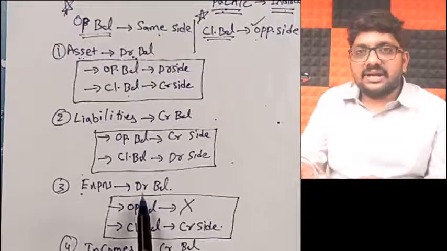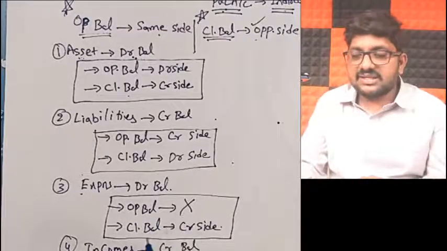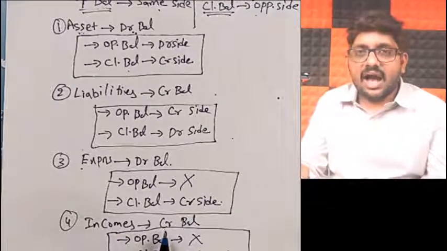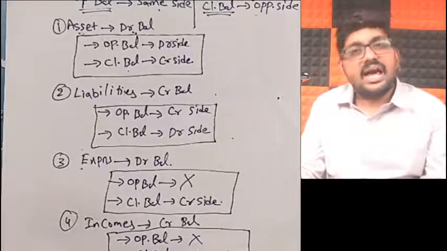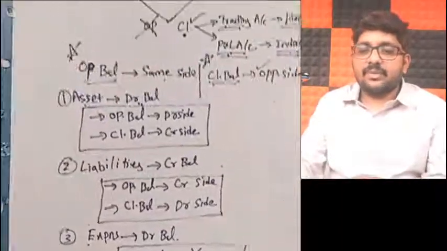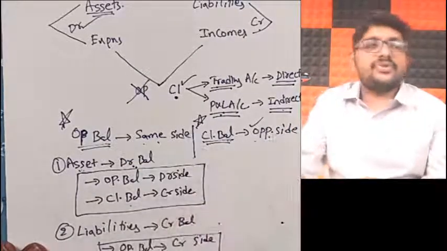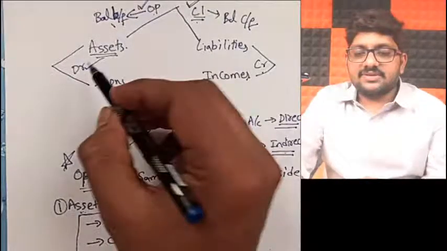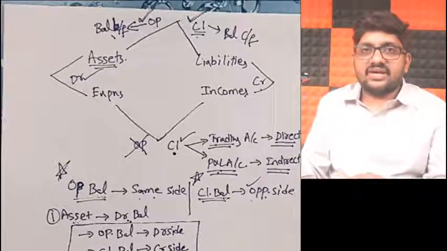Similarly, expense comes under the debit category. What does it mean? Opening balance will not be there for expenses, but the closing balance will be on the credit side. Similarly, incomes are of the credit category. Opening balance will not be there, and the closing balance will be on the debit side, the opposite side. You have to remember this point very carefully: opening balance same side, closing balance opposite side. Assets and expenses come under the debit category, liabilities and incomes under the credit category. So you have to remember these rules very carefully.